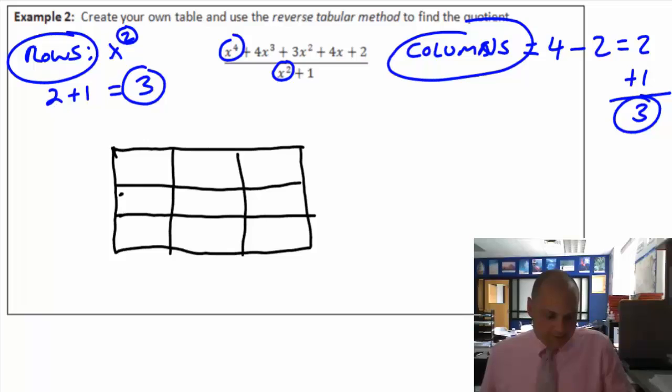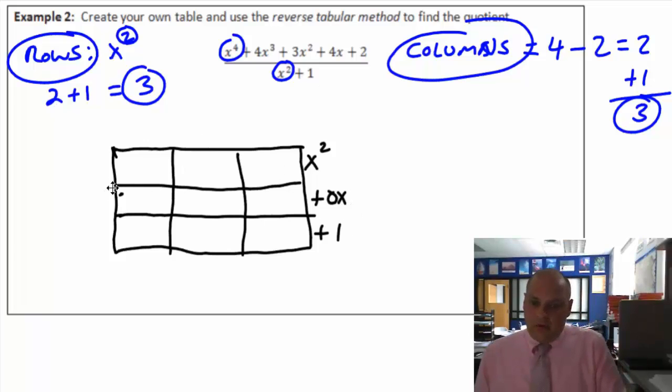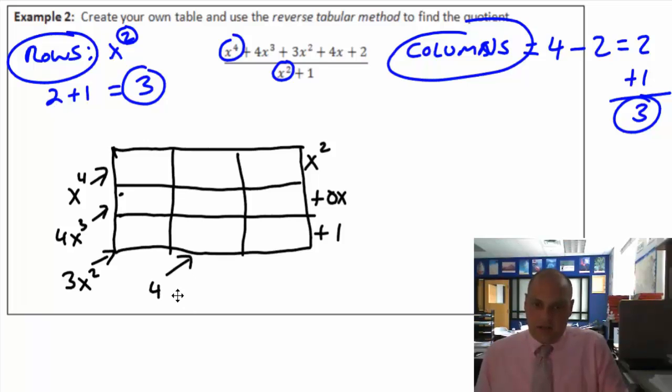There's my 3 by 3. I know that for x squared, I have to have a 0x, and I have to have a 1. Got to have everything. If it's a second degree, every term's got to be represented. There's 0x there. I know that my x to the 4th goes there. Along this diagonal is going to be 4x to the 3rd. Along this diagonal is going to be 3x squared. Along this diagonal is going to be 4x, and this diagonal is going to have just the 2.